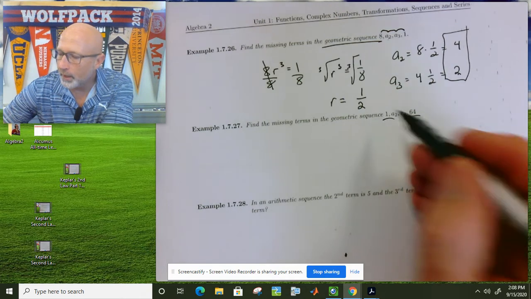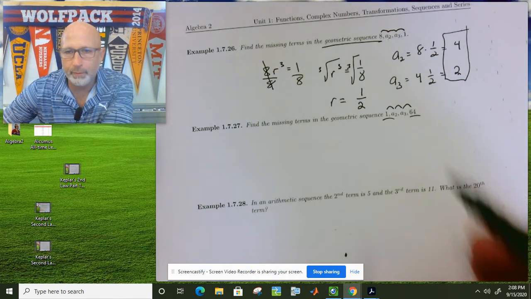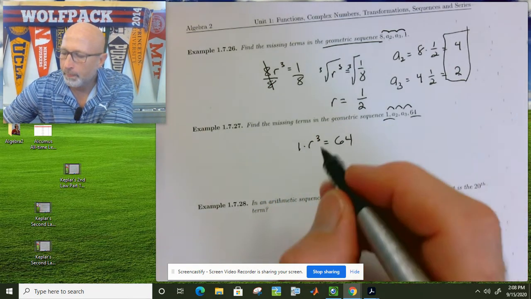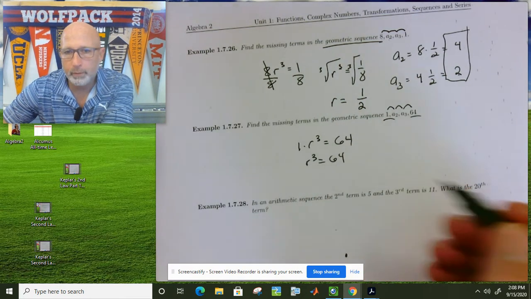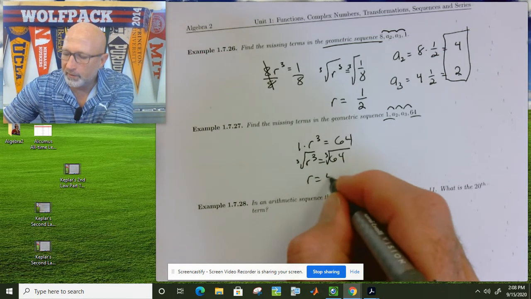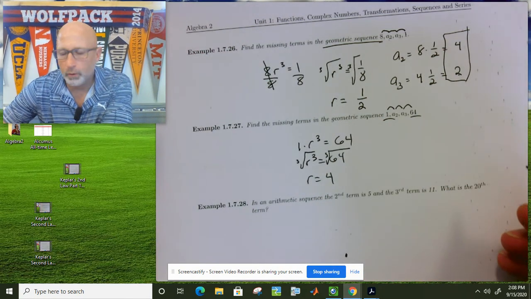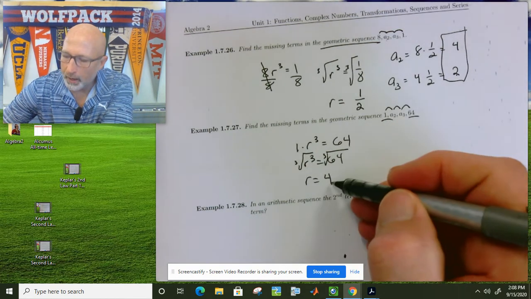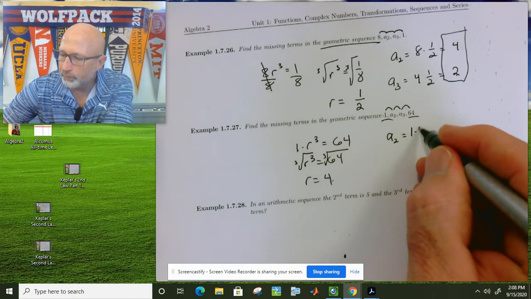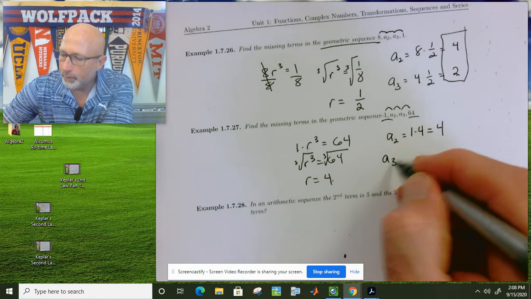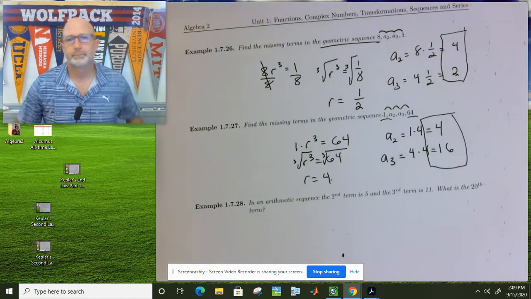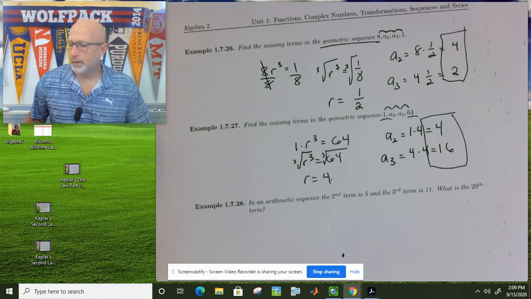Find the missing terms of the geometric sequence 1 through 64. Once again, I'm going to multiply by r once, twice, 3 times to be equal to 64. So 1 times r cubed is equal to 64. So r cubed is equal to 64. Take the cube root. So r turns out to be 4, because 4 times 4 times 4 equals 64. So that's the common ratio. So A2 is 1 times 4, which gives me 4. And then A3 is 4 times 4, which gives me 16. Those are the next items.